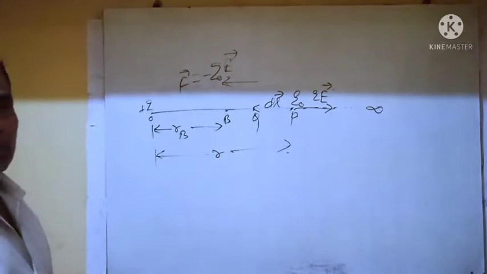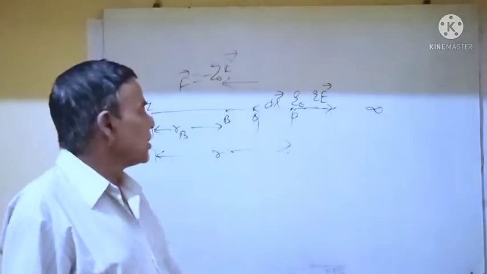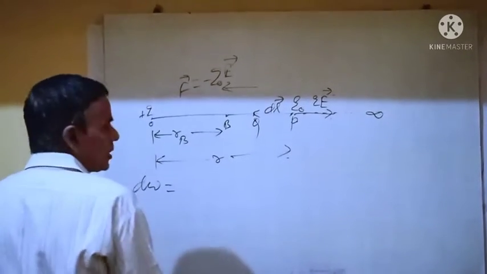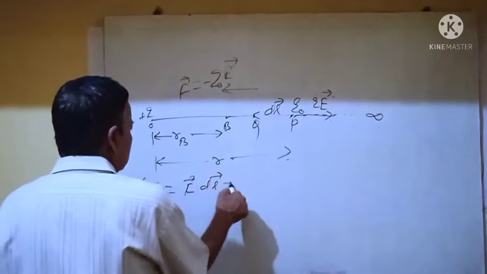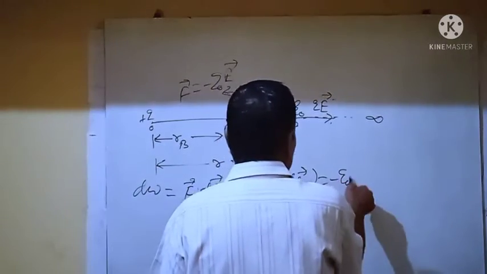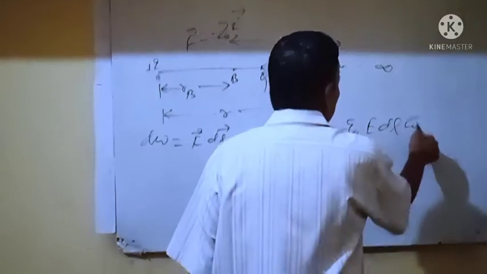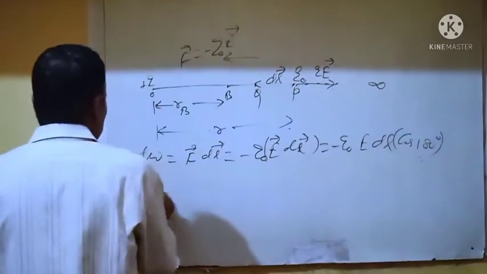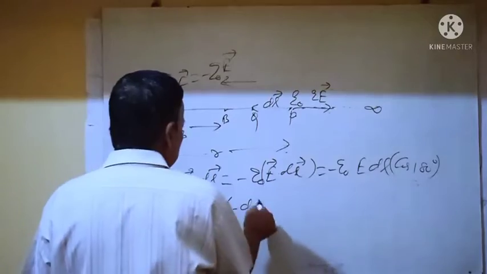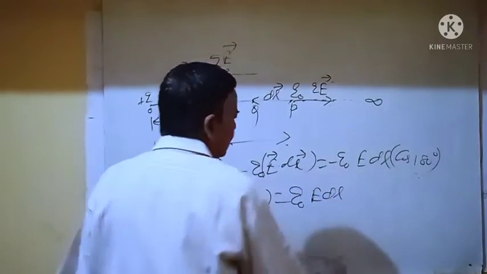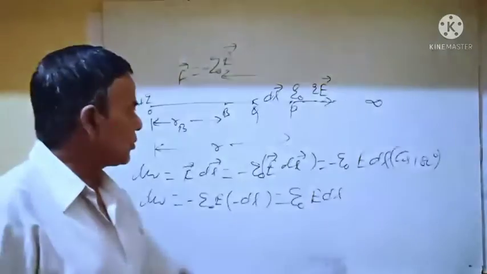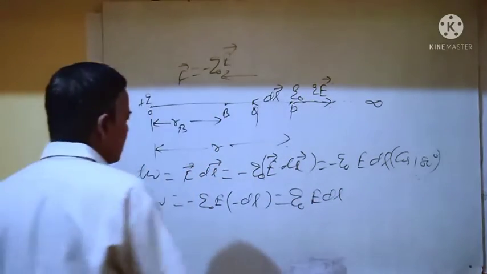Now we will go on. What is the small work done to carry the positive test charge Q naught from P to Q? dW is equal to F dot dl, that is minus Q naught E dot dl, that is minus Q naught E dl cos 180 degrees. So dW is equal to Q naught E dl. The direction of the electric field is opposite to the displacement vector, so theta is equal to 180 degrees.